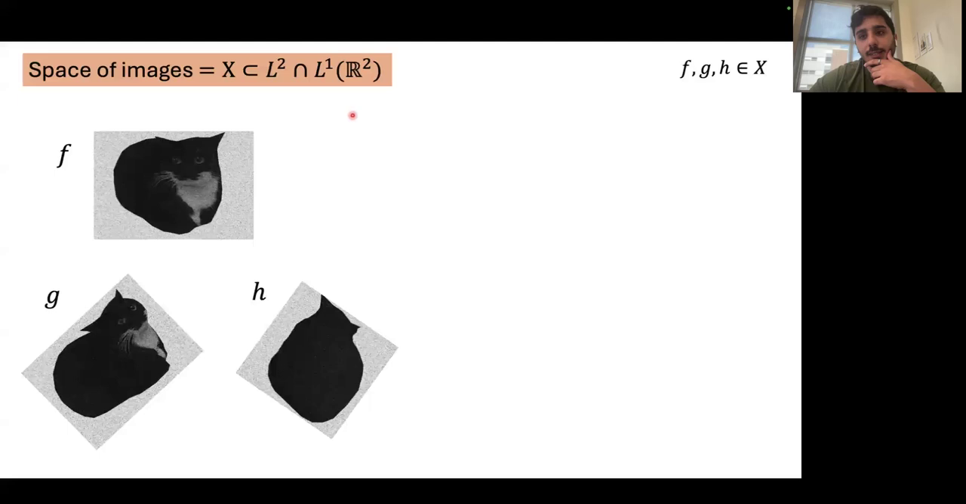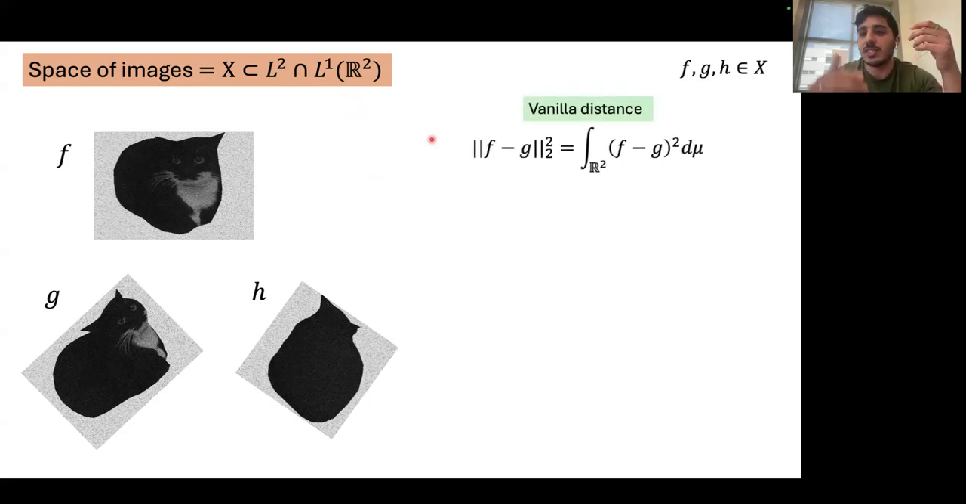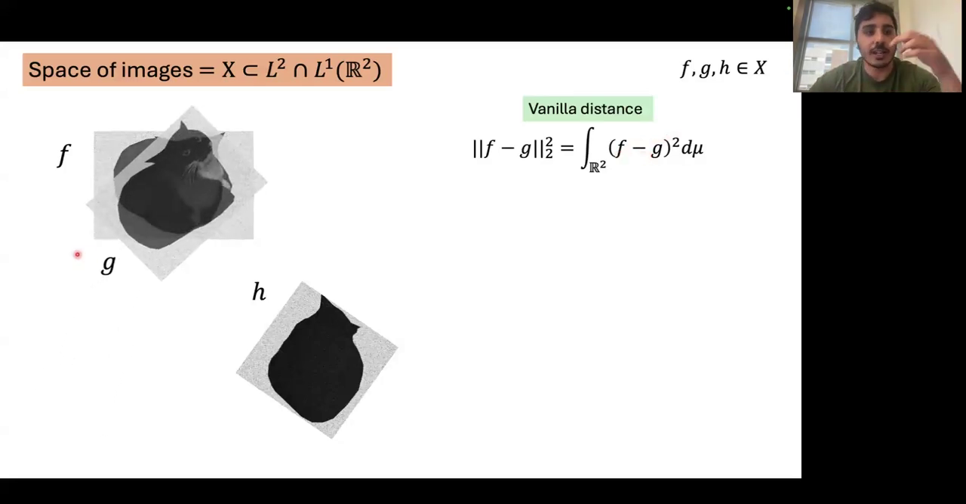So my space of images X is a subset of pixel intensity functions in L2 and L1. We have a notion of vanilla distance, which is the L2 distance. You integrate the square discrepancy between 2 images. So here I'm going to have them share the same origin, F and G. The core of the vanilla distance here comes from the fact that the white fur is being compared with black fur, or black fur is being compared with noise, the cat is being compared with noise, and all these discrepancies are adding up to this vanilla distance, to this L2 distance between images.